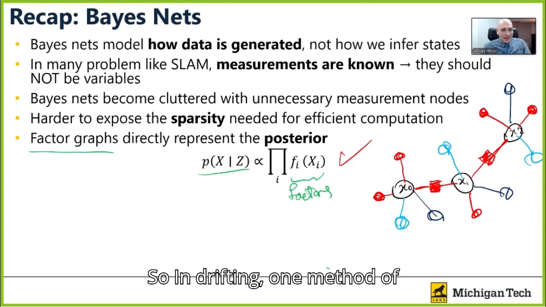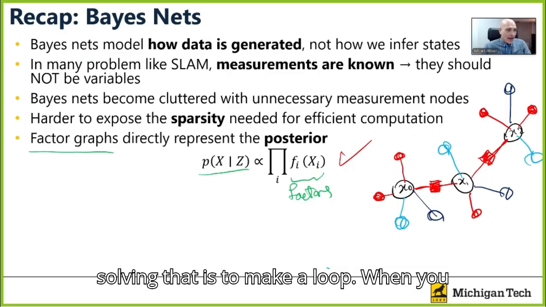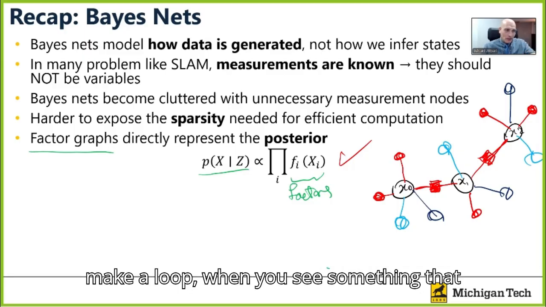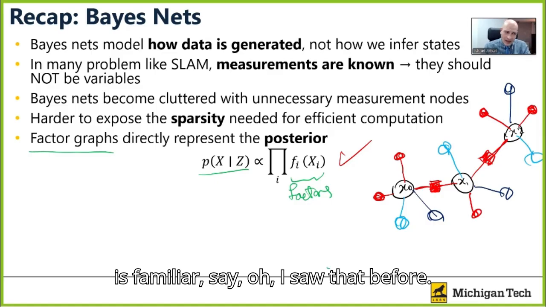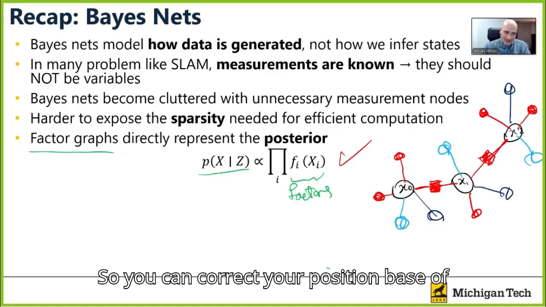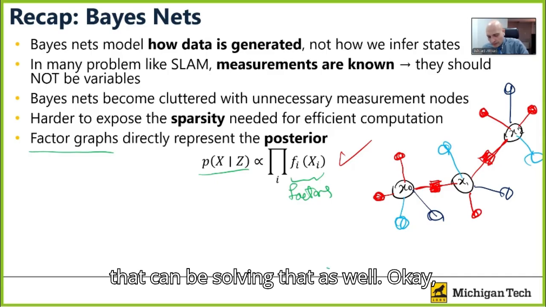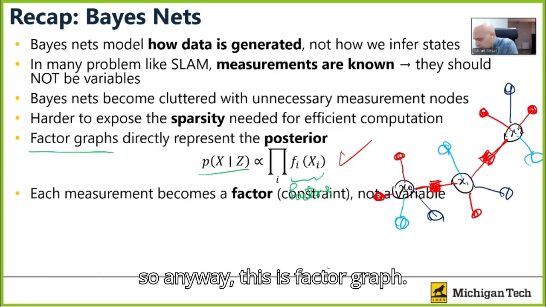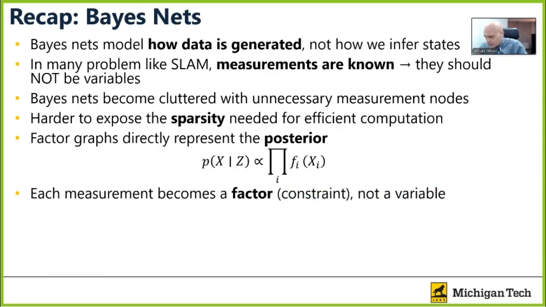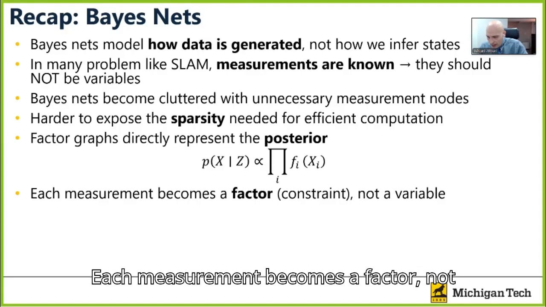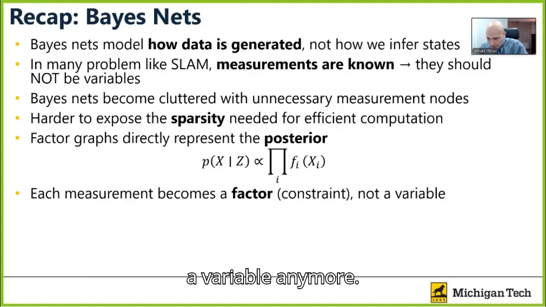So with drifting, one method of solving it is to make a loop. When you make a loop, when you see something that is familiar, you say, oh, I saw that before, so you can correct your position based on that. That is called loop closure, and that can be solved as well. Okay, so anyway, this is the factor graph. Each measurement becomes a factor, not a variable anymore.